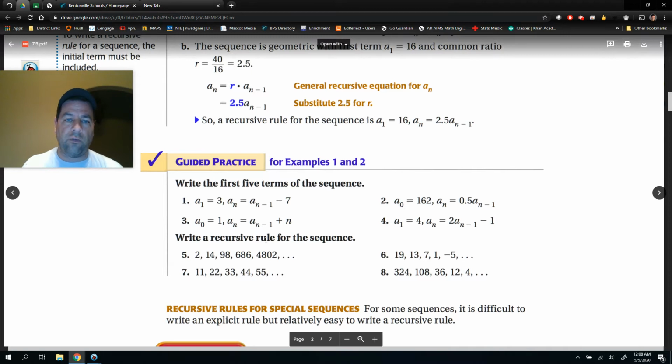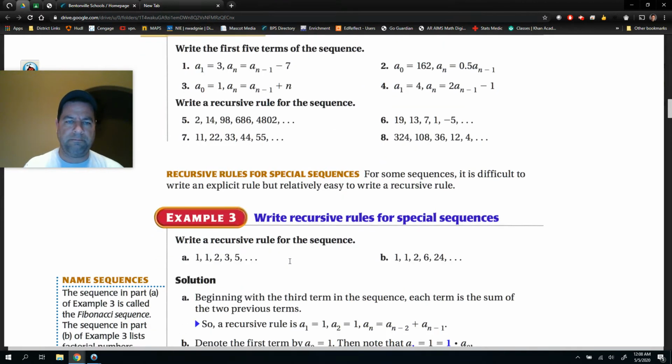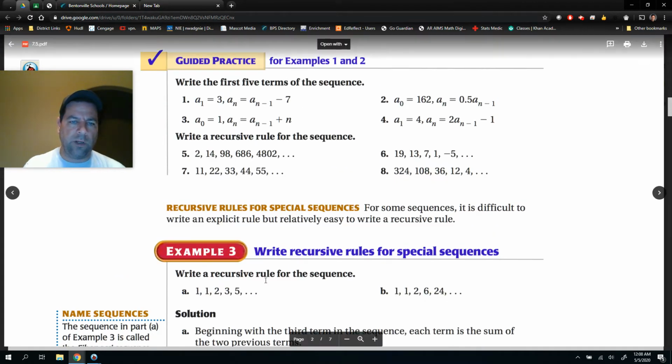Write a recursive rule. So there's your clue. You got to know the words. Recursive means you're using the previous term. You're reusing the previous term. And explicit means just that. You're going to write an explicit rule for that. Okay? Recursive is actually, I think, a little bit easier. Write a recursive rule for this.